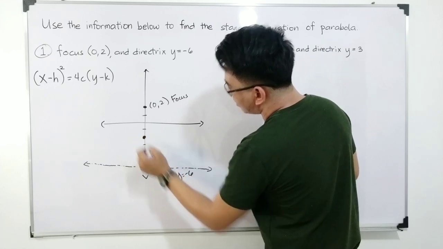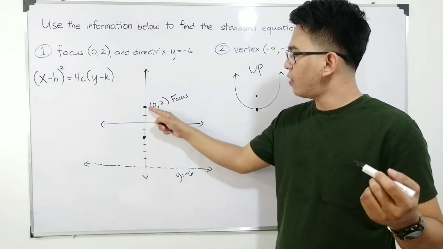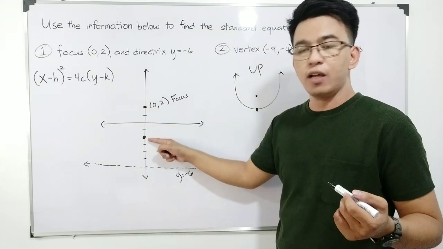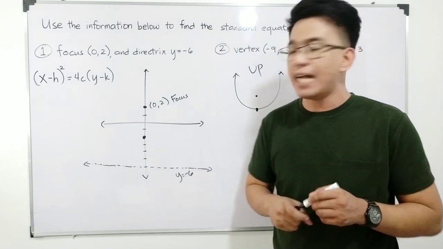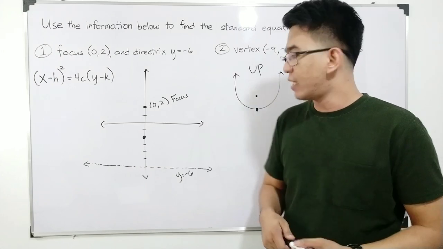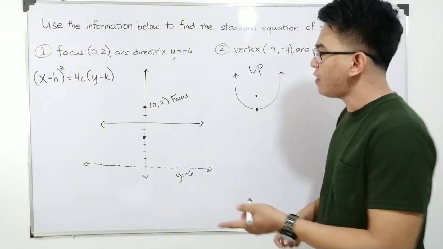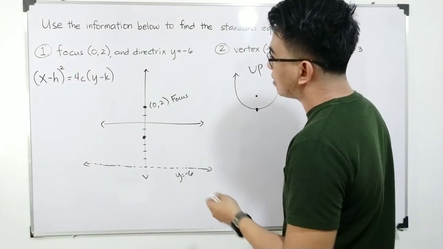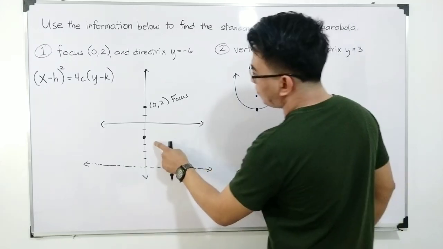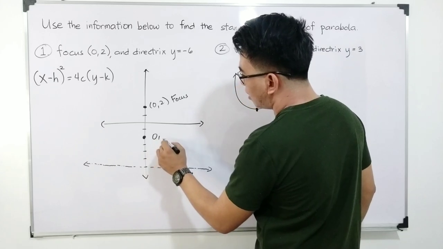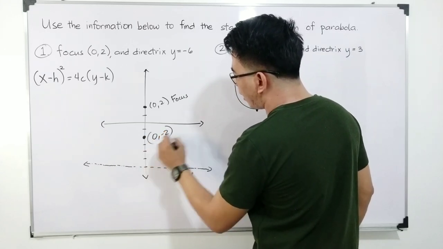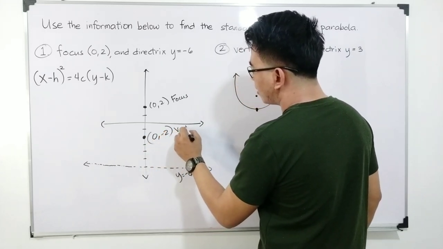Nandito yung ating vertex. Because from this point, 1, 2, 3, 4. Ibig sabihin na sa gitna siya ng ating focus at directrix. Now, meron tayong equation ngayon ng ating vertex. Your vertex is simply 0, comma, negative 2. Ito yung ating vertex.